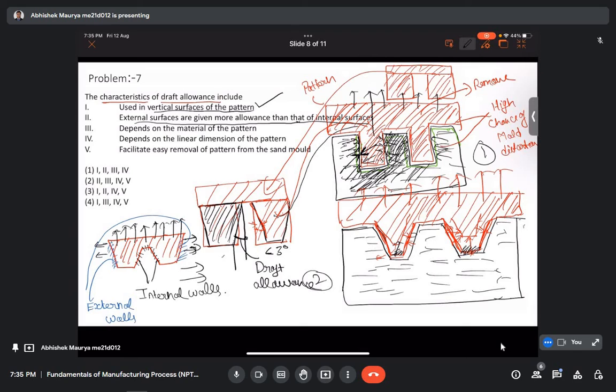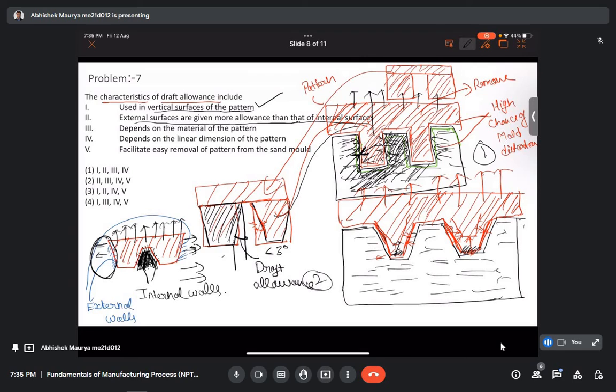then our left wall will not get distorted, whereas if we see internally, what happens? Internally this wall will come in contact with the mold wall. This is the mold wall.